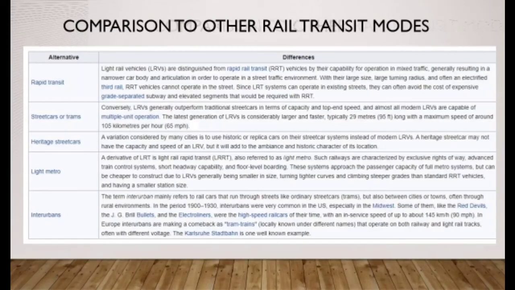In Europe, interurbans are making a comeback as tram trains, locally known under different names, that operate on both railway and light rail tracks, often with a different voltage. The Karlsruhe Stadtbahn is one well-known example of this interurban train. These are some pictures of the rapid transit, streetcar, heritage streetcars, light metro, and also interurbans.